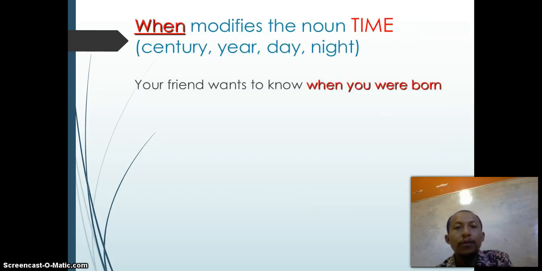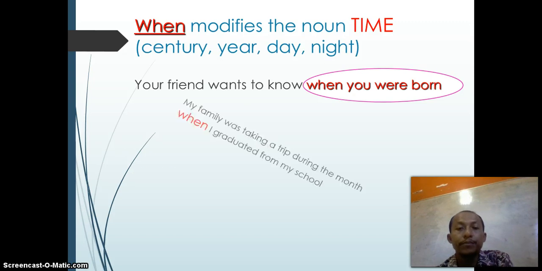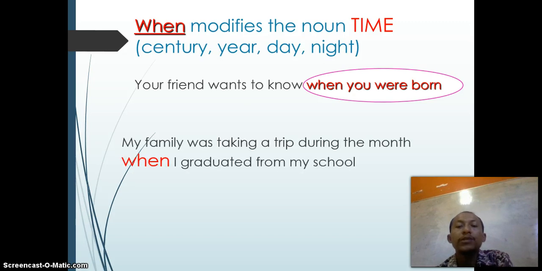So when shows time, you can use century, year, day, night, months, everything. Your friend wants to know when you were born. So when you were born shows time. My family was taking a trip during the months when I graduated from my school. So when shows times; the months refer to months.